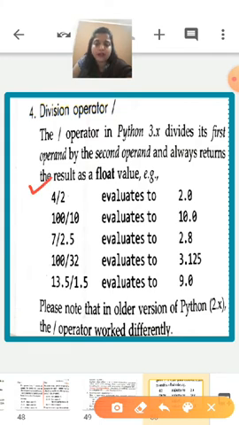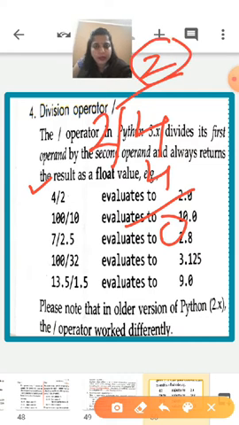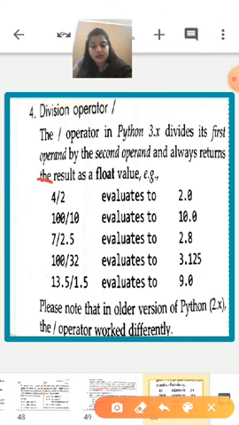See, 4 divided by 2. So 2 twos are 4, remainder is 0, so you are getting 2 here. This answer is represented here. Again, one statement is there: it always returns the float value, which means you will get the result with a decimal. So 2.0 is there. Now 100 divided by 10.